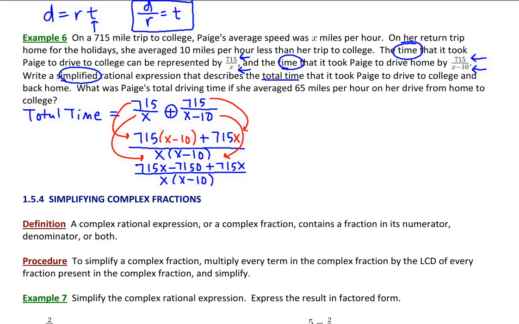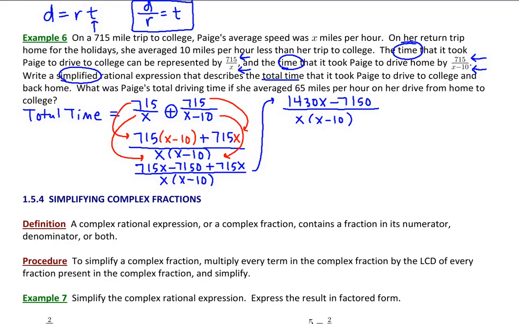Combining like terms in the top, 715x plus 715x would give us 1,430x minus 7,150, all divided by x times x minus 10. Now that's pretty good, but I'm not sure if it's reduced. The best way to determine if it's completely reduced is to make sure everything's in factored form. So let's work on factoring the numerator.